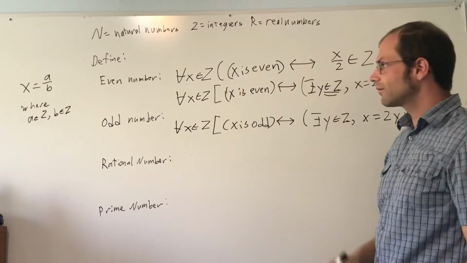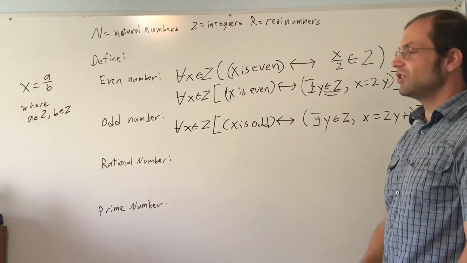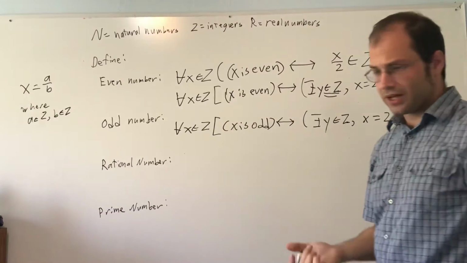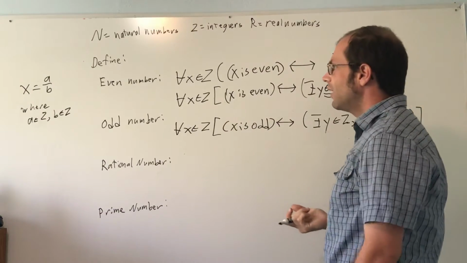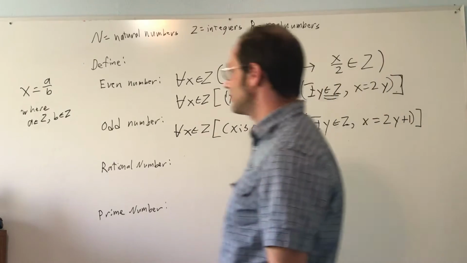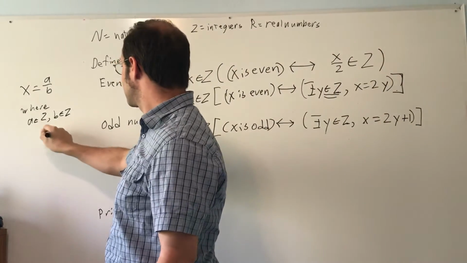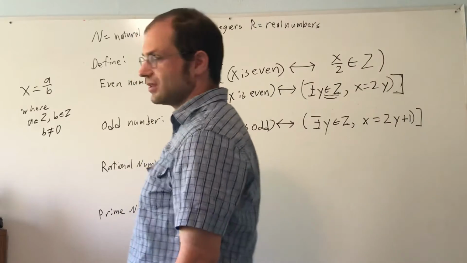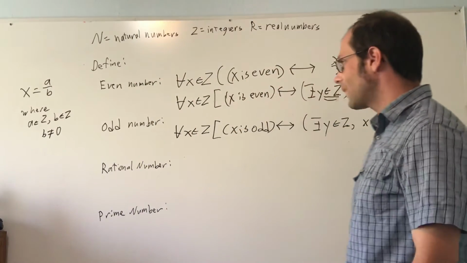But isn't there something about 0? So you can't divide by 0. That is correct. And so you could say that b is an integer and that b is not equal to 0. All right?